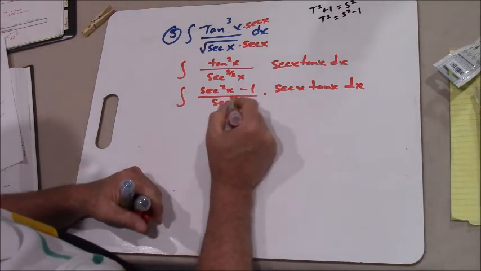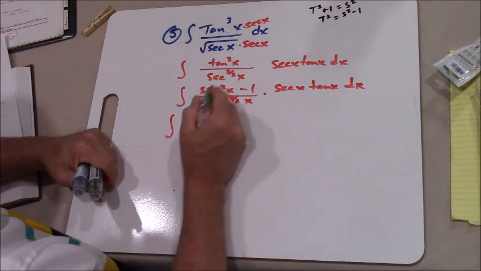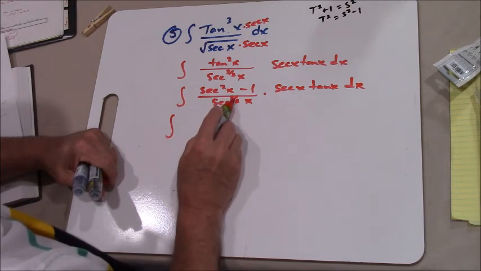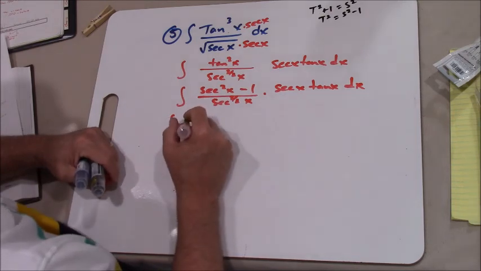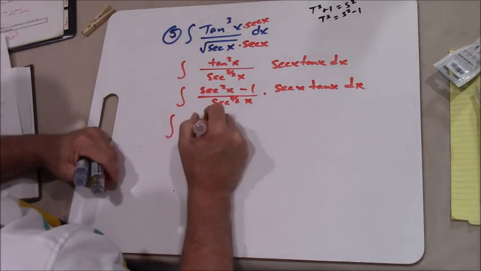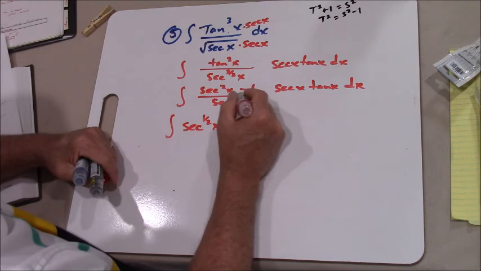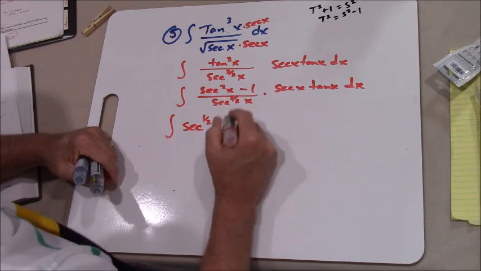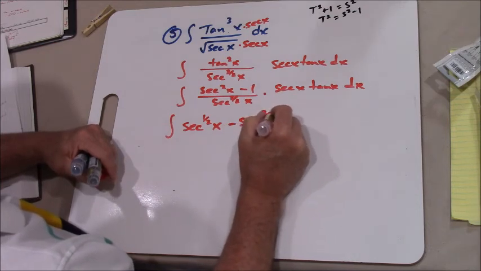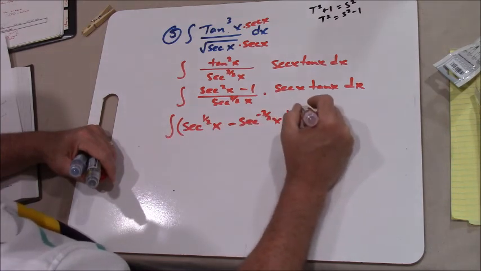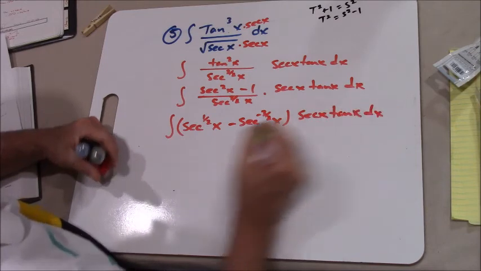And now I'm going to divide this into 2 different fractions. So what I have is the integral of secant squared over secant to the 3/2. So you just want to subtract the exponents. 2 minus 3/2 would be 1/2. So I've got secant to the 1/2 of x. And then I'm also going to do the same thing here. I'm going to do negative 1 over this. And that would be a negative secant to the negative 3/2 of x. And then this secant x, this tangent x, and then dx.